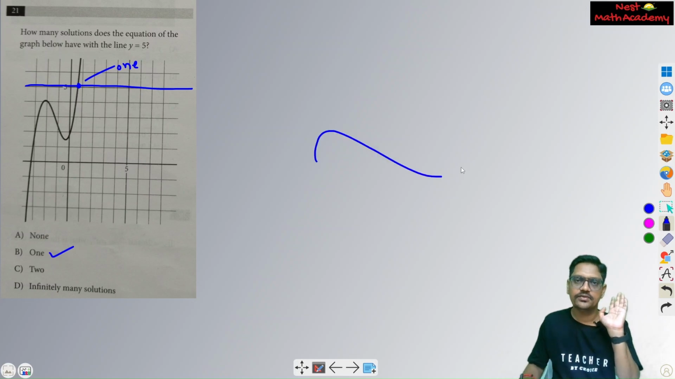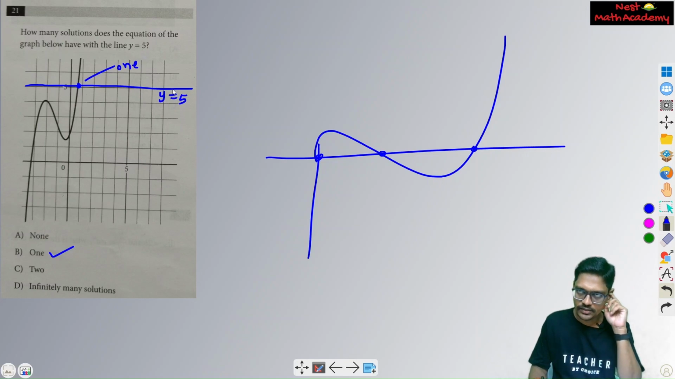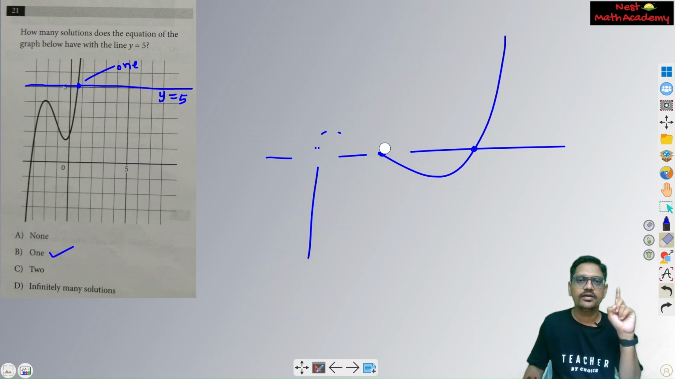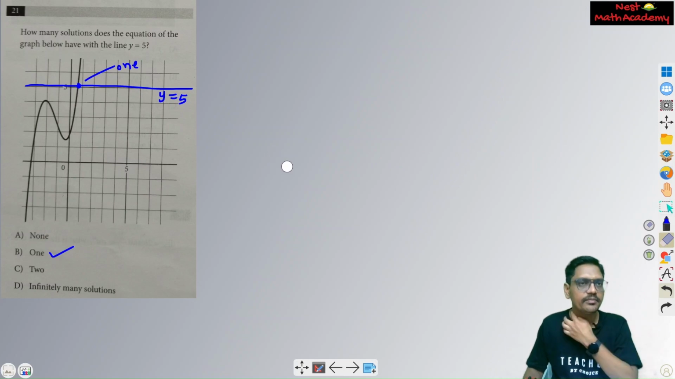As simple as that. If a graph is like this and your line cuts at 3 points, it will have 3 solutions. But here, y equals 5 is a horizontal line, and this is the graph. The line cuts the given graph at only one point. Therefore, we have only one solution. Fair enough? So the number of points of intersection is nothing but the number of solutions. One point of intersection, so one solution.